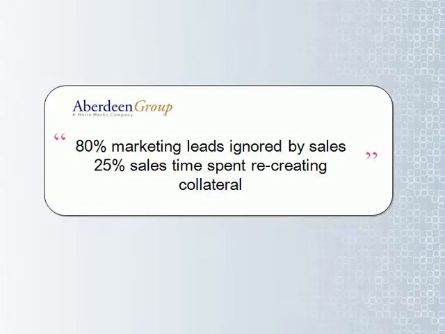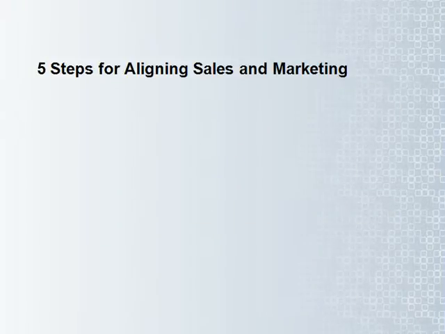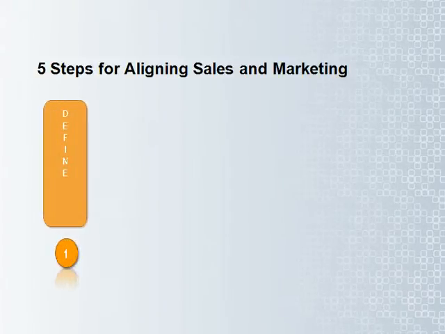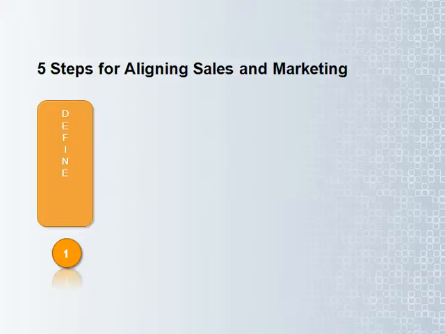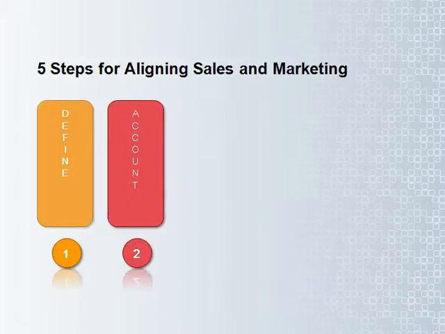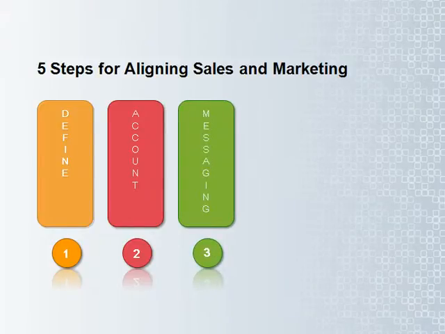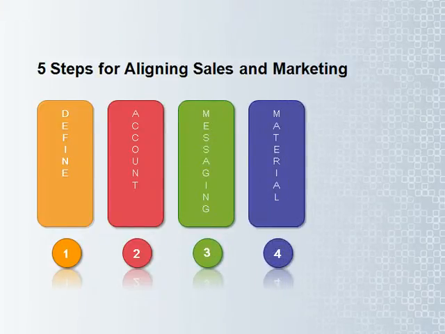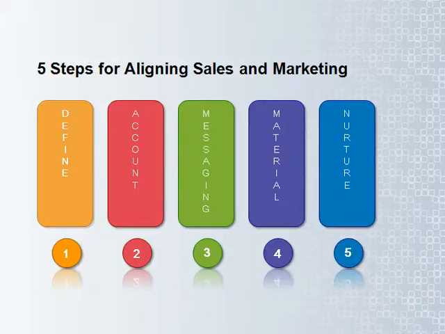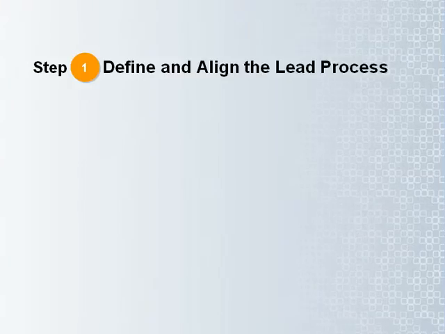Your CRM system can help. During this webcast, you will learn the 5 tangible steps you can take to align sales and marketing. Step 1. Define and align the lead process. Step 2. Articulate accountability. Step 3. Refine customer-ready messaging. Step 4. Develop customer-ready materials. Step 5. Implement nurturing campaigns.